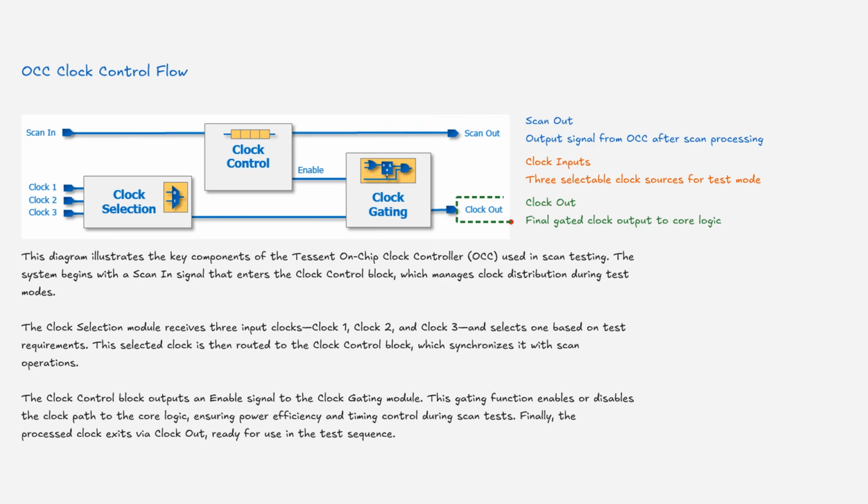The clock control block outputs an enable signal to the clock gating module. This gating function enables or disables the clock path to the core logic, ensuring power efficiency and timing control during scan tests. Finally, the processed clock exits via clock out, ready for use in the test sequence.